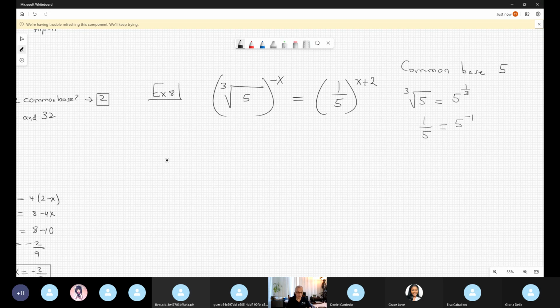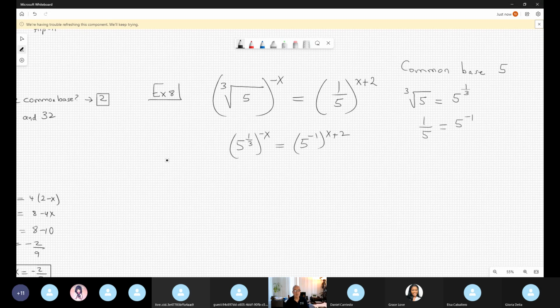Okay, keep in mind, exactly the same. Record in your mind: negative exponent, flip it, right? Now, ready. This is equivalent to say 5 raised to the 1/3 exponent negative x is equal to 5 raised to the negative 1, flip it, x plus 2.